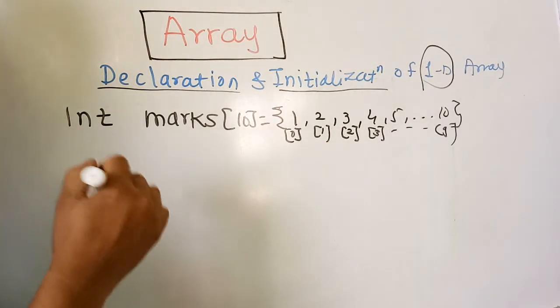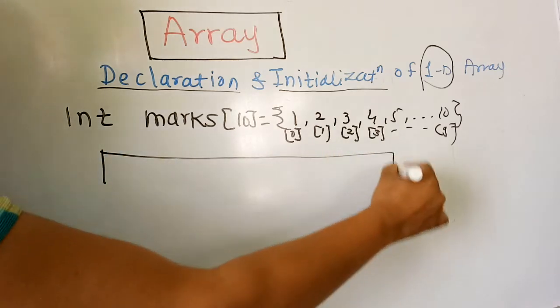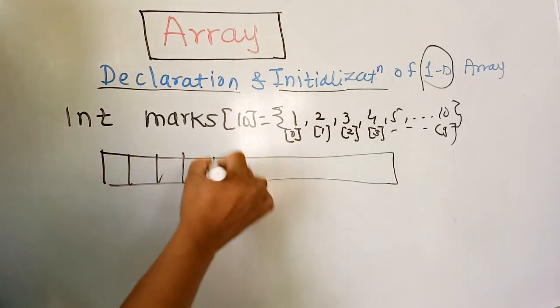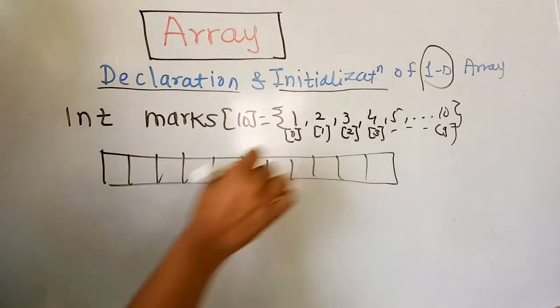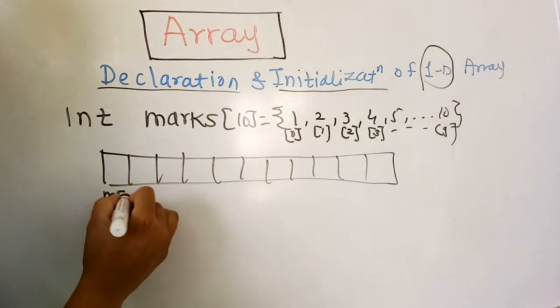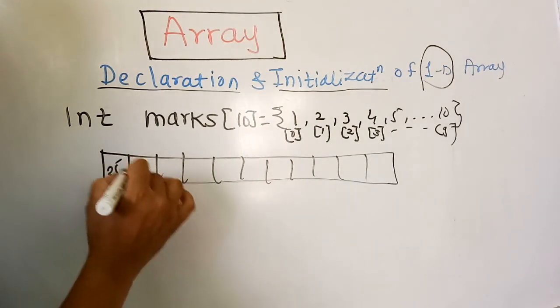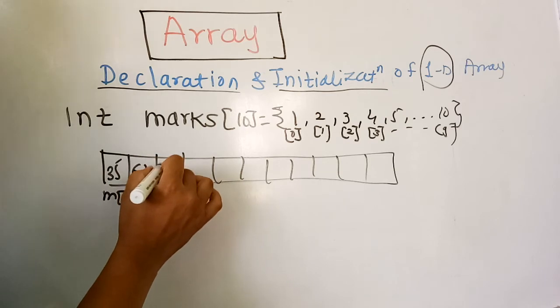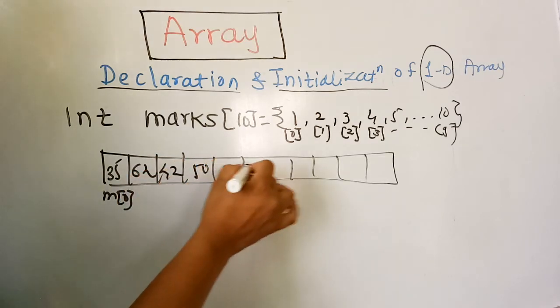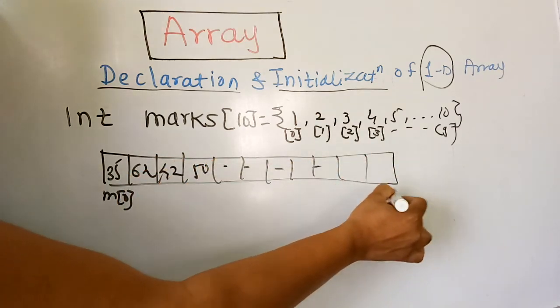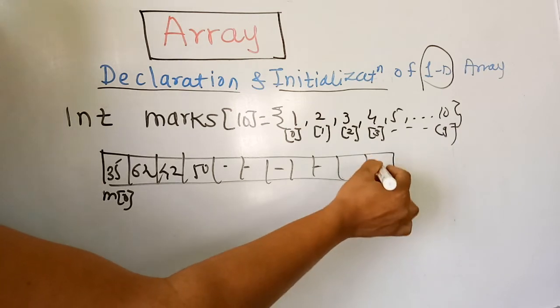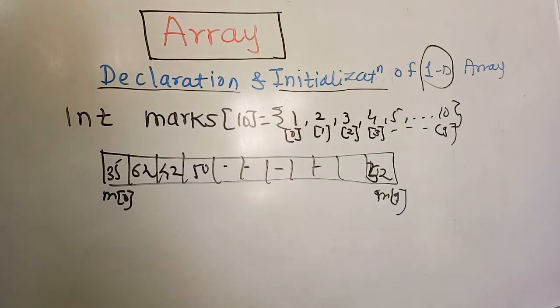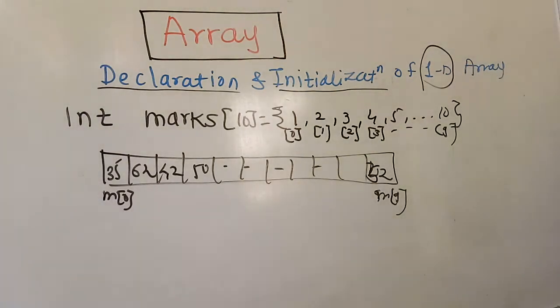How are these values stored? 10 consecutive locations will be acquired. This is the marks of the 0th student, for example 35, 62, 42, 50, and so on up to the 9th, meaning the 10th student's marks. This is the way or mechanism of representing the array.